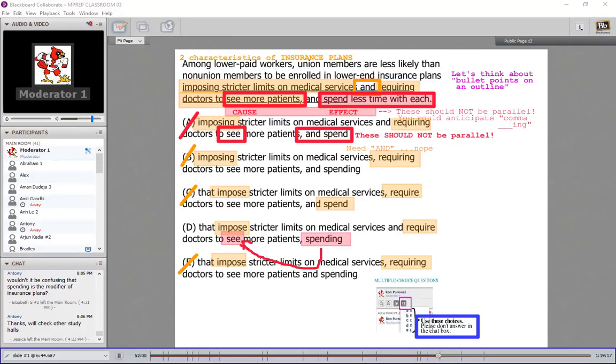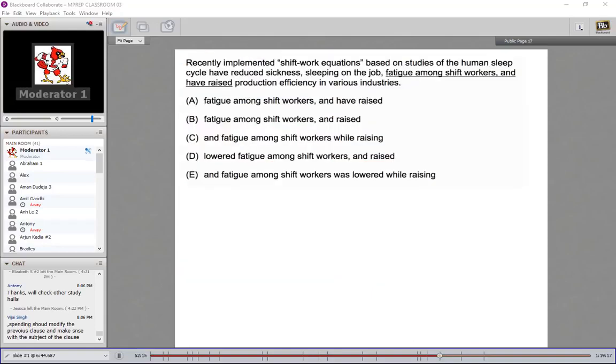Let's look at this one. How about... do it. Okay, remember where the multiple choice answers are found.